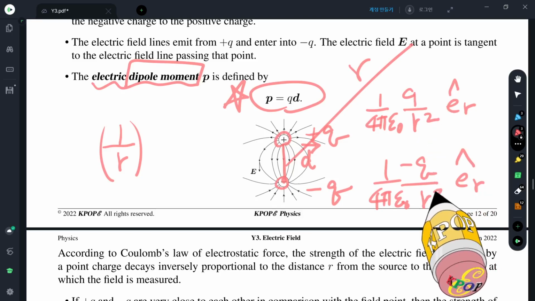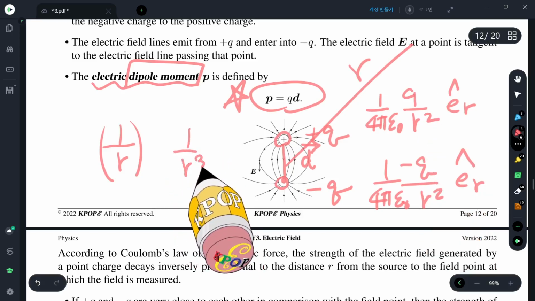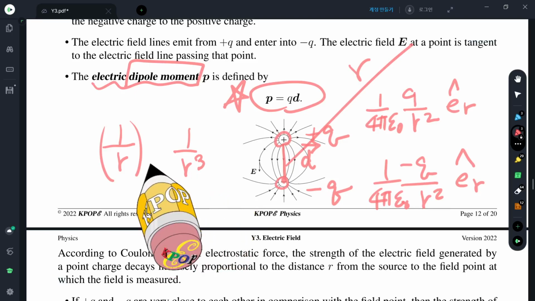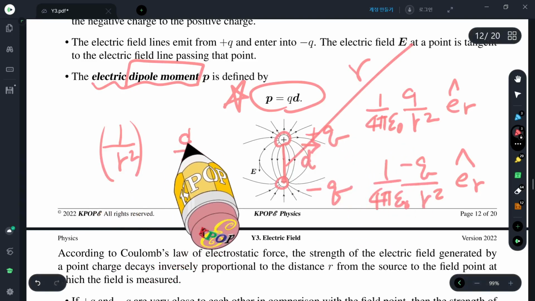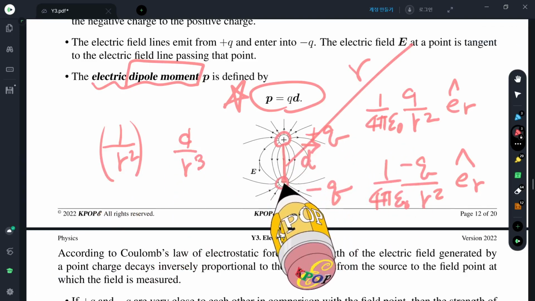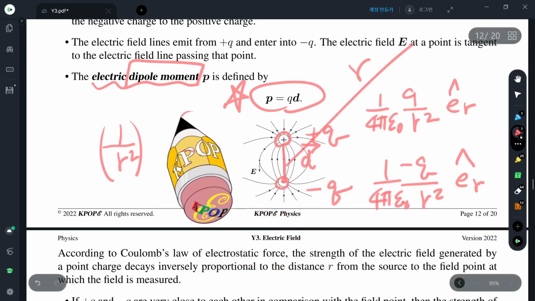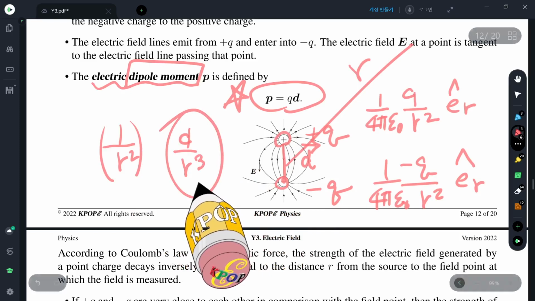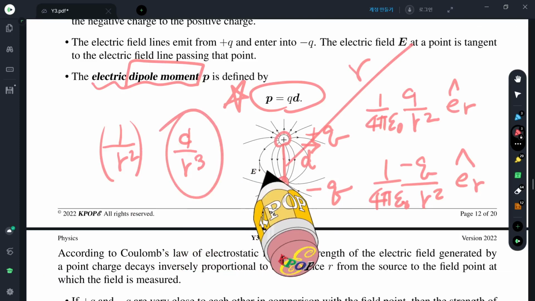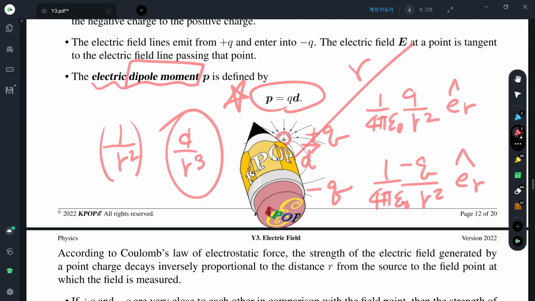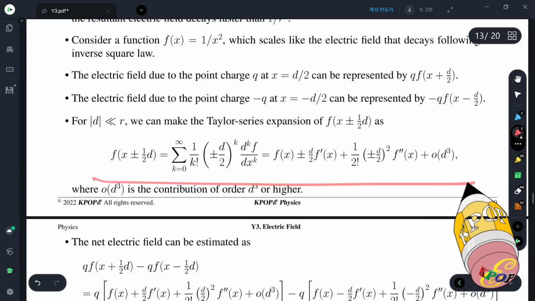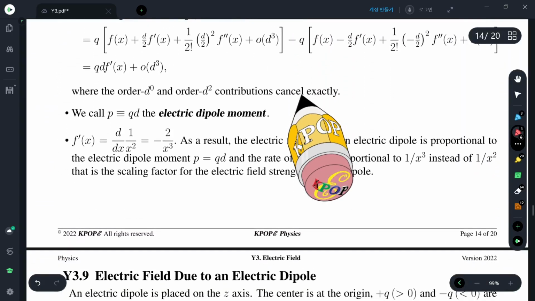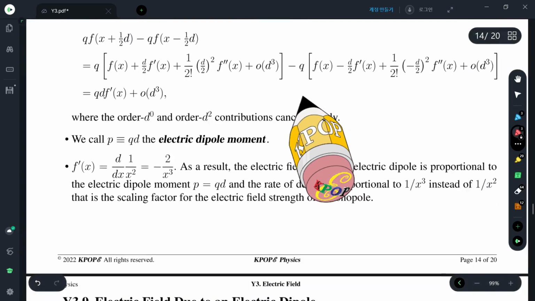And the subleading order is something like 1 over r cubed. To have the same dimension as this, we have the distance scale, the separation of the two charges. This factor appears to be the leading order contribution of the electric dipole moment's electric field. And Taylor series expansion can be used to expand those contributions.